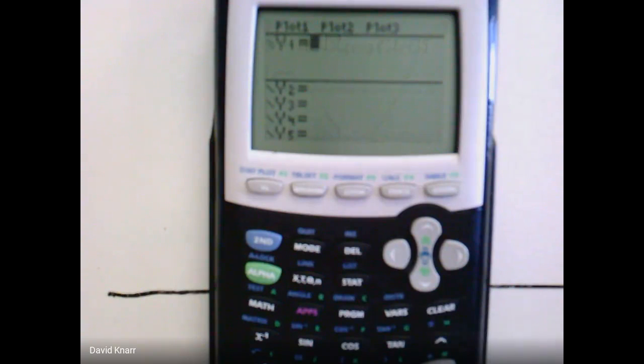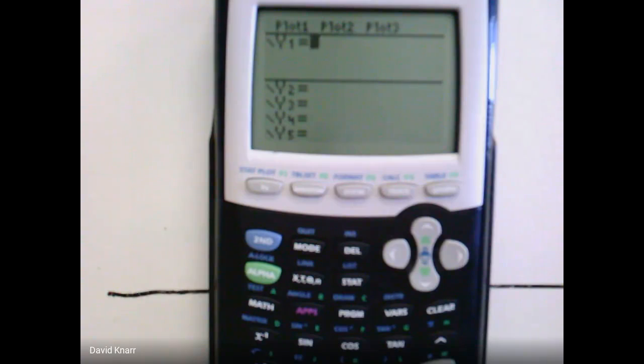Let's go to the second problem. The only one I'm going to do here is letter D. So for letter D, it says for t on 0 to 6 closed, at what time is the amount of sand on the beach a minimum?